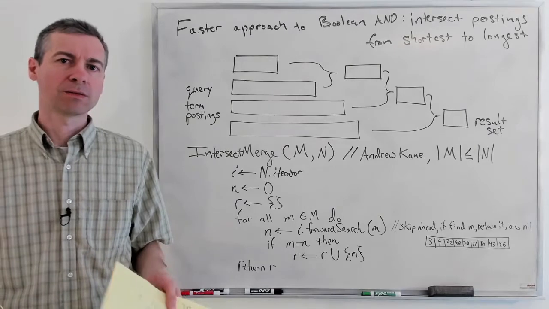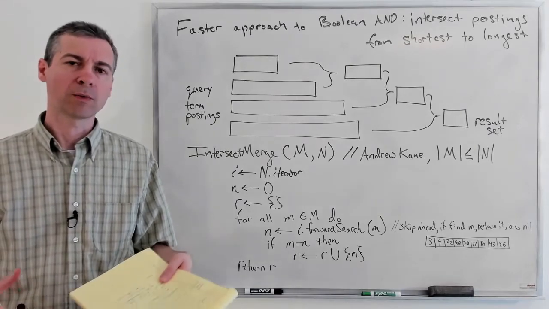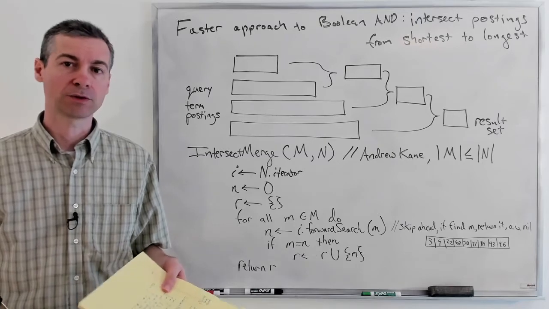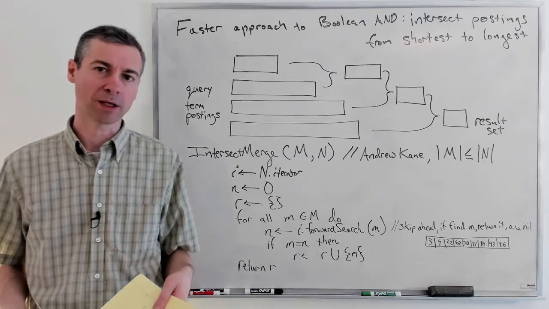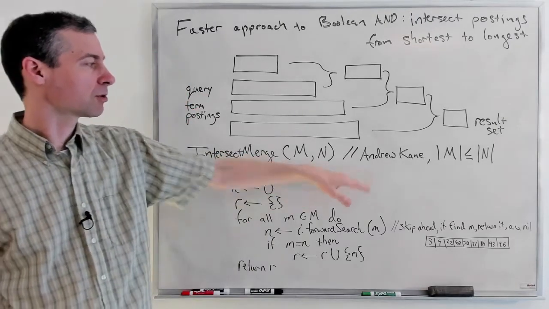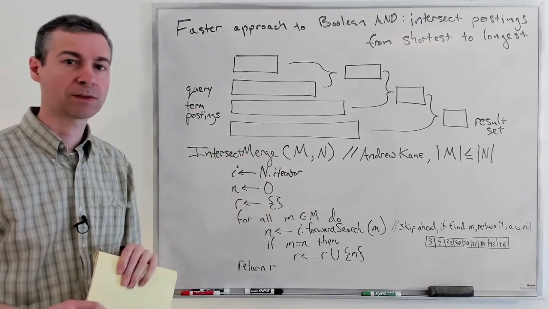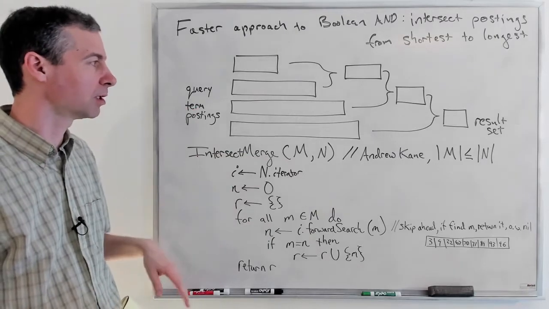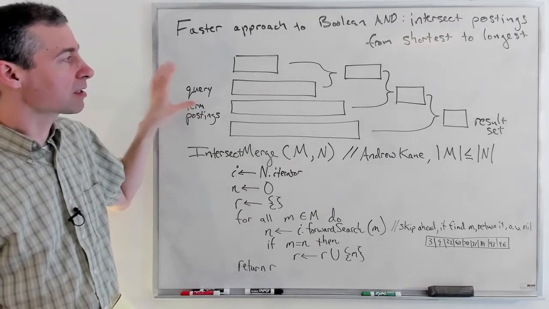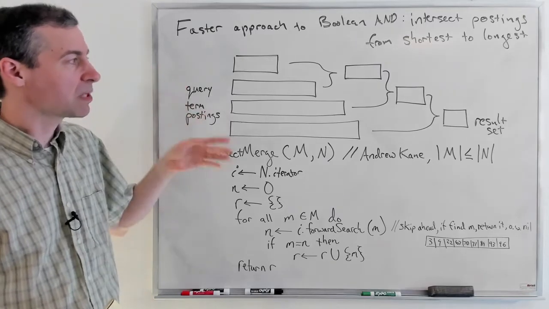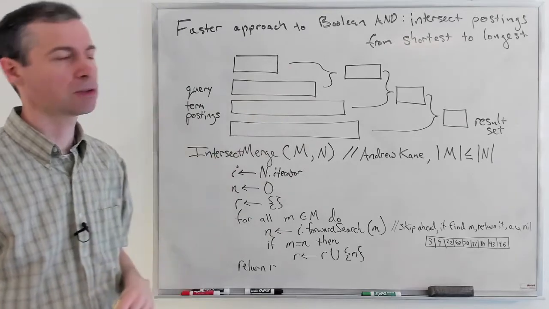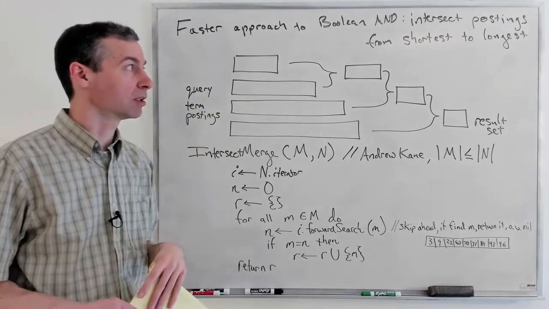Okay, so let's look at a way that we can do the Boolean and retrieval mechanism in a more efficient manner. This comes from Andrew Kane's PhD thesis. This is where I've grabbed it from. So the basic idea to speed things up is to intersect the postings from shortest to longest.